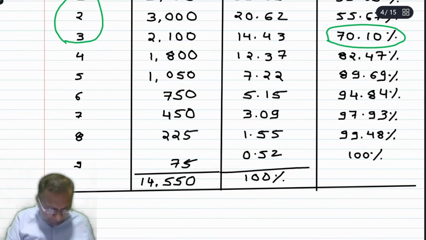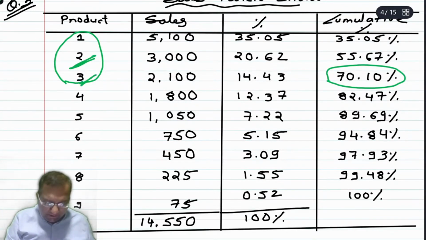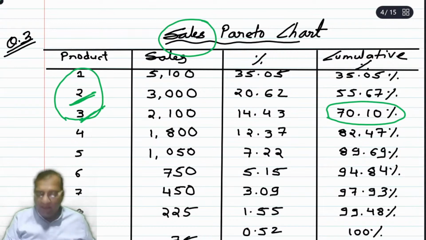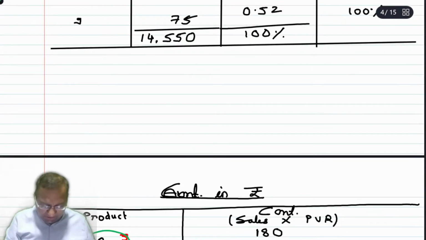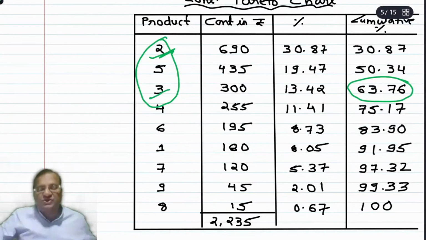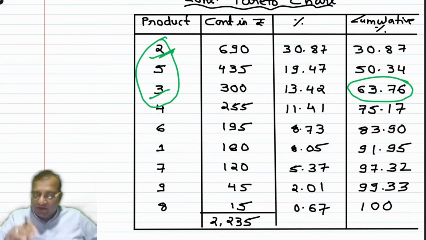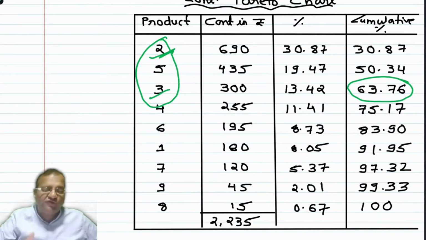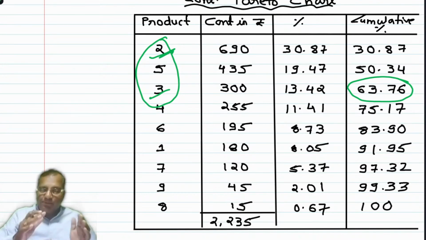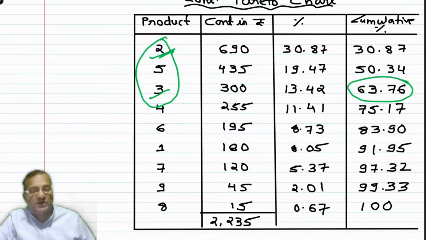So product number 2 and product number 3 are appearing in the sales Pareto chart as well as in the contribution Pareto chart. So we will say in the third point that product number 2 and product number 3 are common among the vital few of sales and contribution. So their product pricing will be done only and only by the strategic level of management, because they are not only important from the turnover viewpoint, they are also important from the contribution viewpoint.